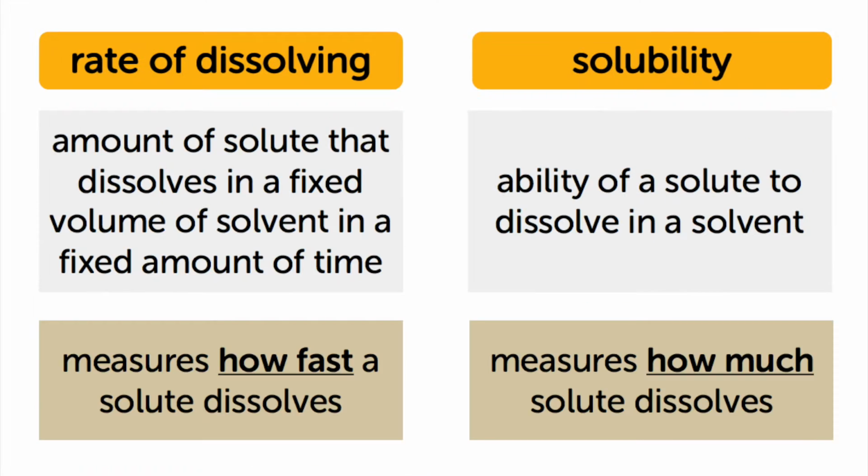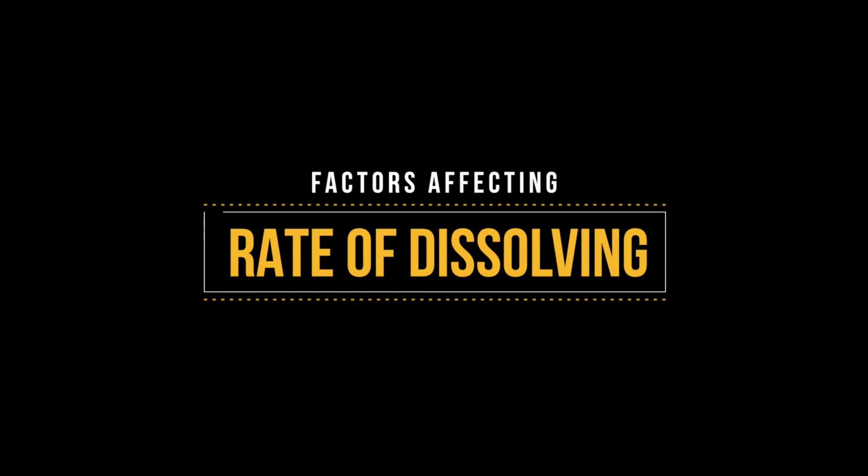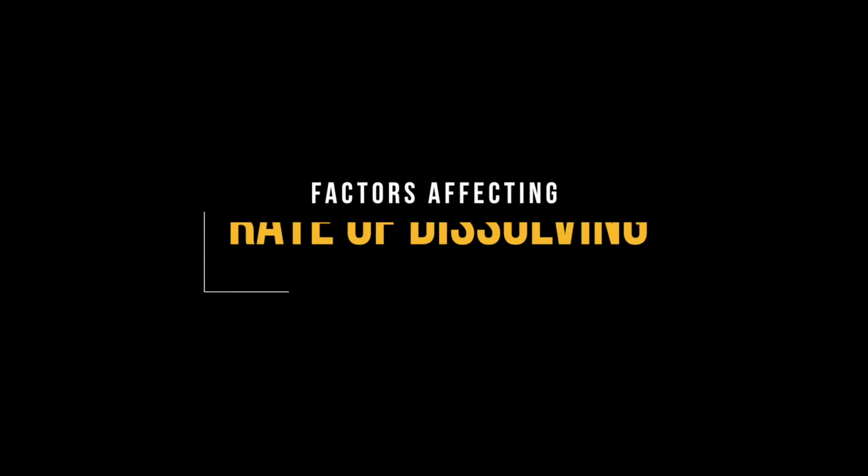So we bring this back to the idea of solubility and rate of dissolving. Solubility talks about how much and rate of dissolving talks about how fast. In this video, we're going to look at the factors that will affect each of them. We look at the three factors that will affect the rate of dissolving first.